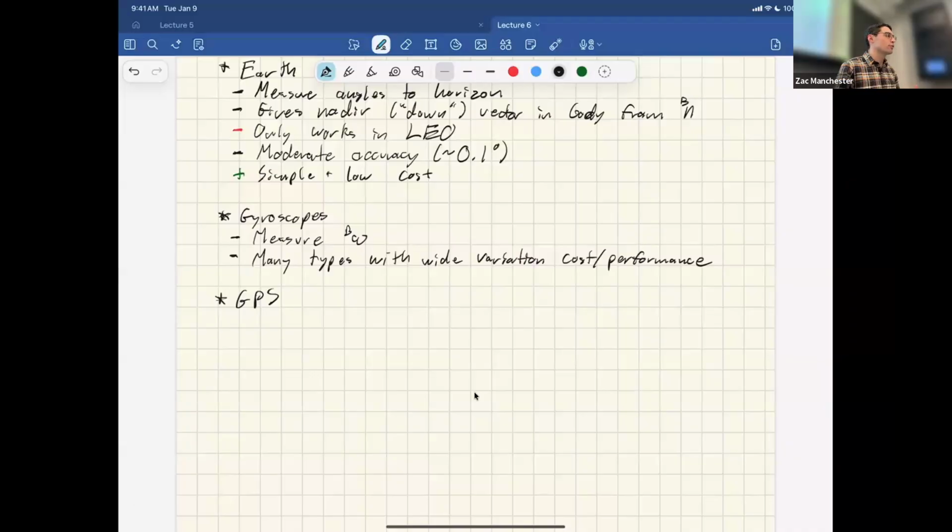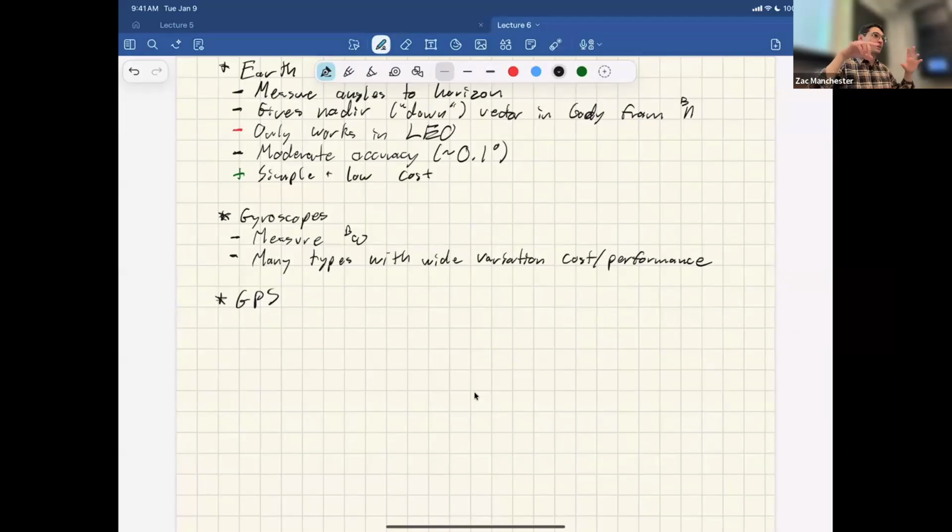So, has everyone heard of RTK or carrier differential GPS? It turns out with GPS, your absolute position knowledge for an antenna is maybe 10, 20 meters. But if you have two antennas that can directly compare the phase of the GPS signal, they can get their relative positions super precisely, like millimeter level. You can play that trick with multiple antennas on a spacecraft.